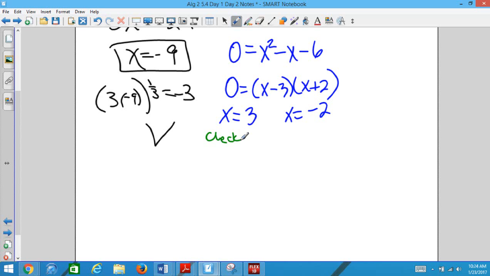For this one, oops, I'm on the wrong page. For this one, we do 3 plus 6 to the half equals 3, and that one checks. For the second one, you do negative 2 plus 6 to the 1/2, which equals negative 2, and it doesn't.